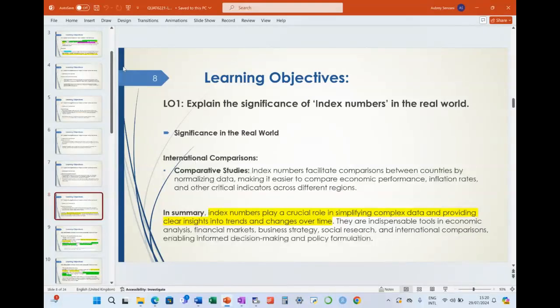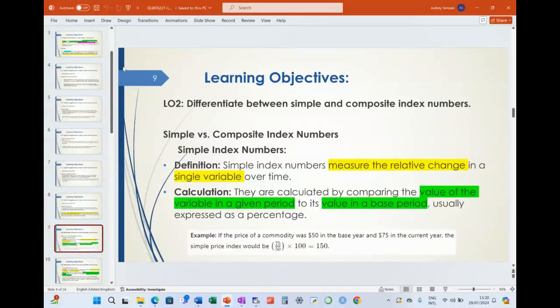Okay, in summary, index numbers play a critical role in simplifying complex data and providing clear insights in trends. This is the important thing. They nicely show what is the trend. Are things increasing or going down? All right, and changes over time. Okay, it's always over time.